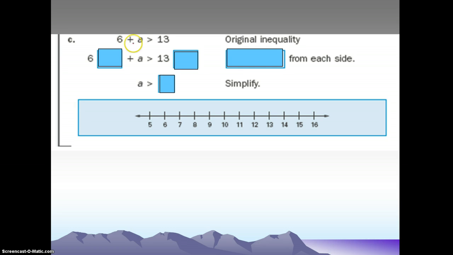Part C, 6 plus a is greater than 13. Here is the 6 on the side with the variable. We need to clear it. To get rid of +6, I add a negative or subtract. I like to say adding negatives, which gets 7 on that side. These cross off to leave a. A is greater than 7. 7 is open, a is greater, so we're going right.